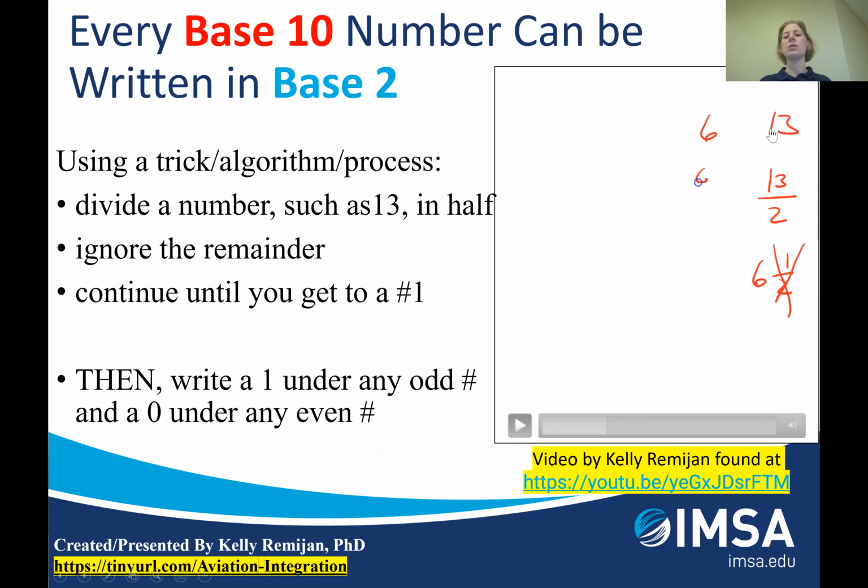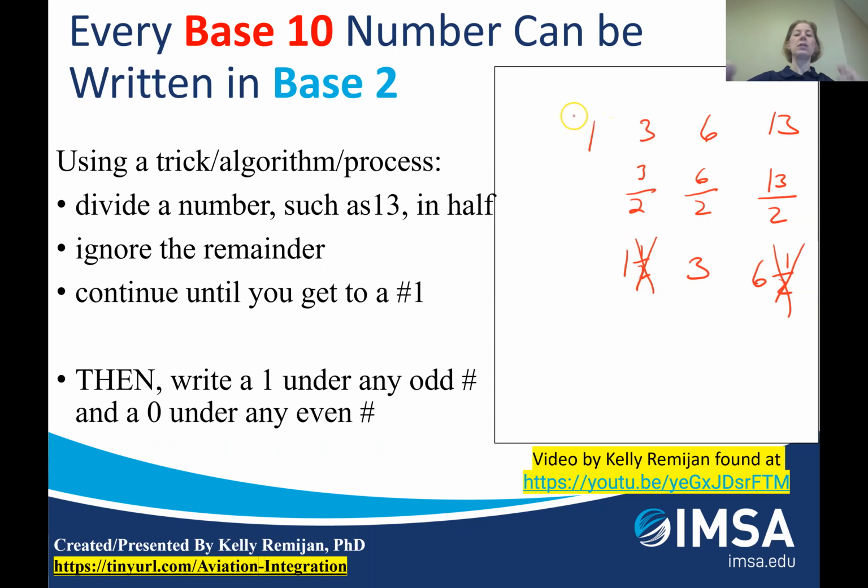And so if you take a number such as 13 and you divide it by 2, or in other words, divide it in half, you get 6.5. We ignore that remainder, and then we continue with 6. We divide it by 2, we get 3. We take 3 divided by 2, we get 1.5. We're again going to ignore that remainder, and what we're going to end up with is 1. So you could take any number, whether it's 13, 25, 100, you are going to continue to divide a number by 2 until your result ends up being 1.